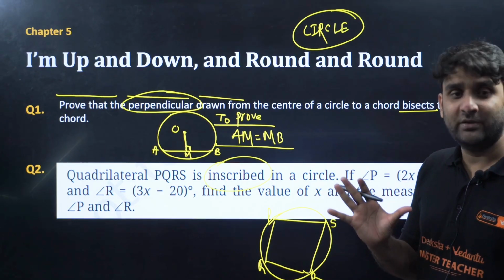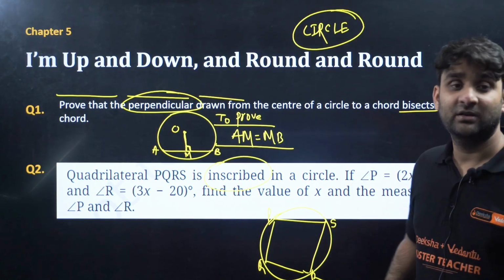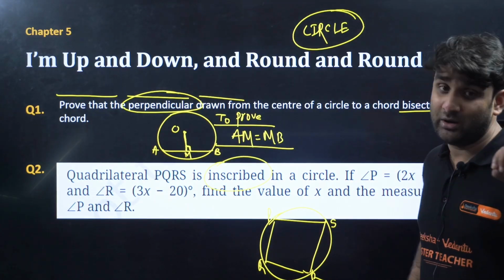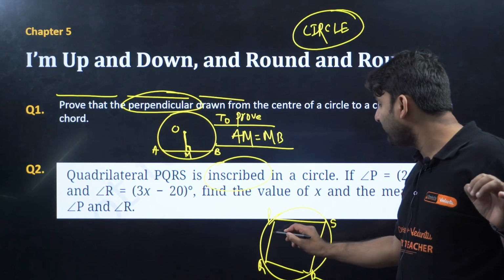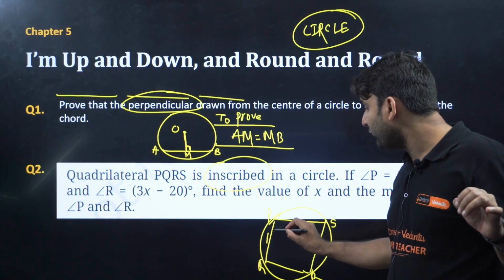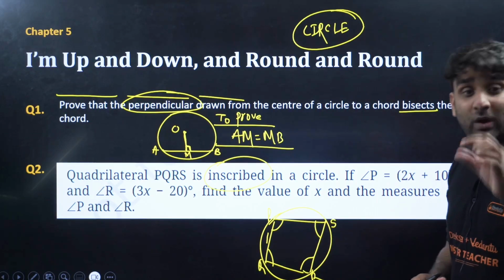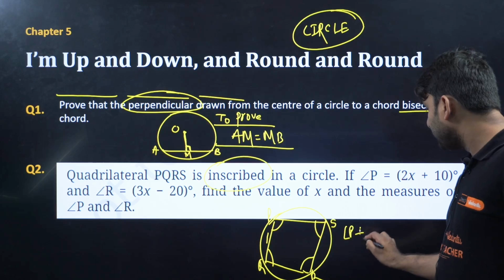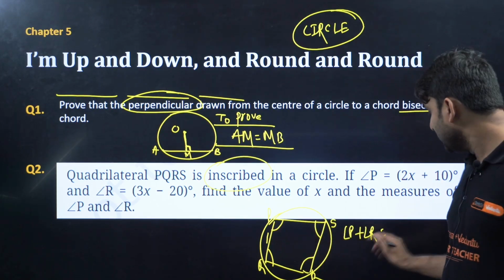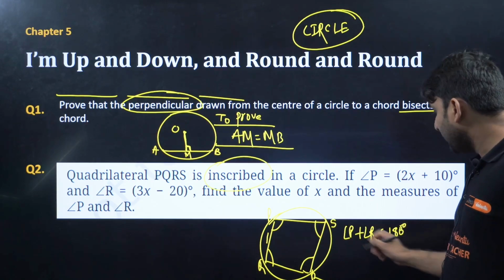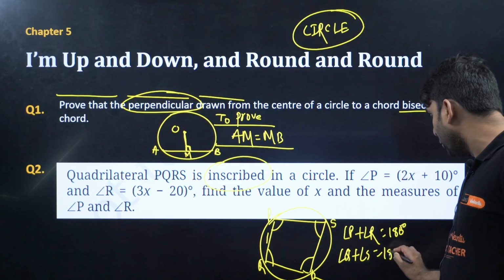When a quadrilateral is drawn inside the circle, when the quadrilateral is inscribed in the circle, such quadrilaterals are called cyclic quadrilaterals, and we have special properties about cyclic quadrilaterals. The sum of opposite angles is equal to 180 degrees. So angle P plus angle R, because these two angles are opposite, equal to 180 degrees. Okay, and angle Q plus angle S will be equal to 180 degrees.